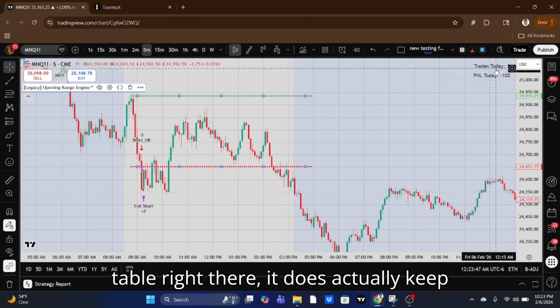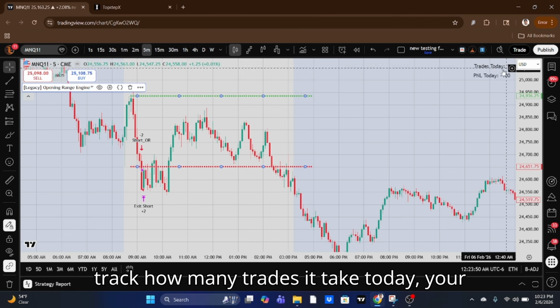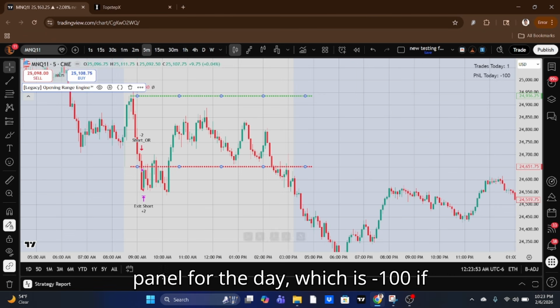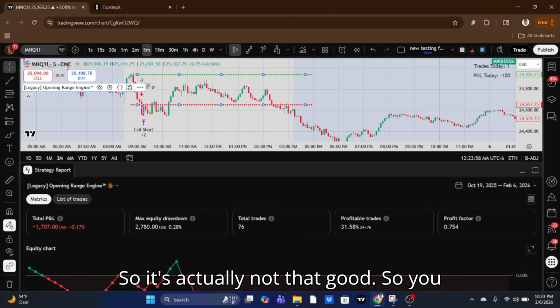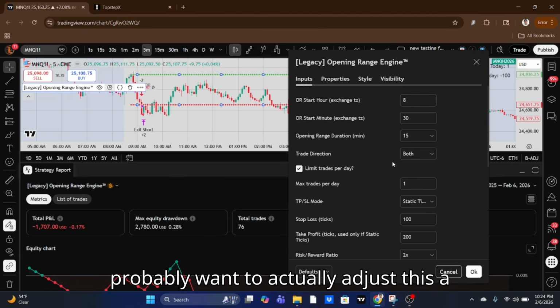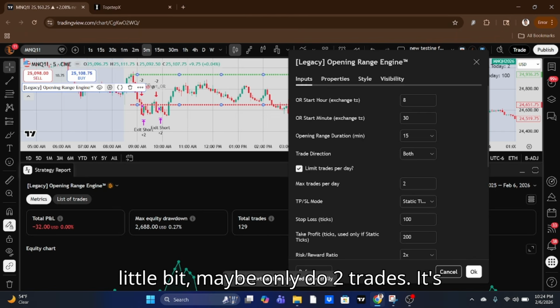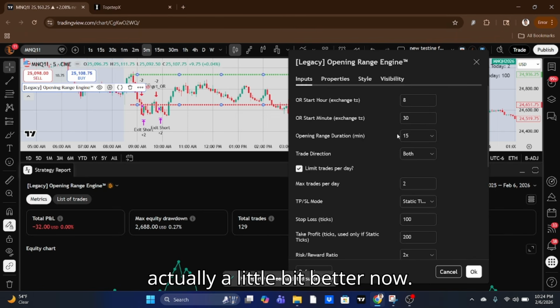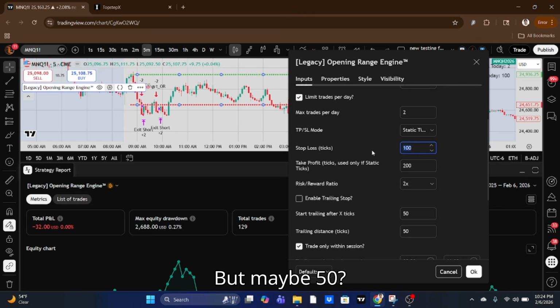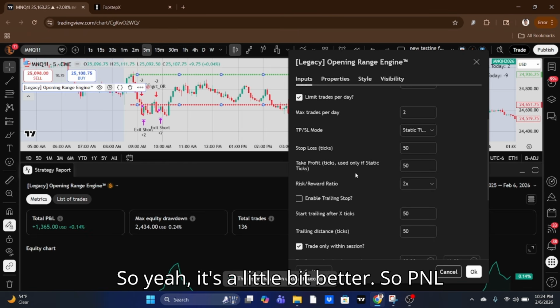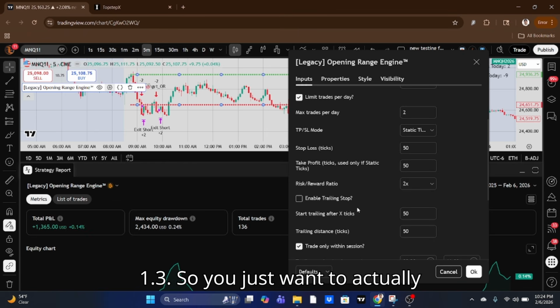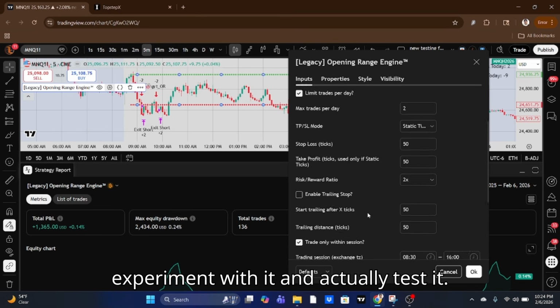this table right there does actually keep track of how many trades it took today and your P&L for the day, which is negative 100. If you do strategy report, if you go back, it's actually not that good. So you probably want to adjust this a little bit. Maybe do 2 trades. It's actually a little bit better now. But maybe 50 and 50 maybe. So yeah, it's a little bit better. P&L 1.3. So you just want to experiment with it and test it.